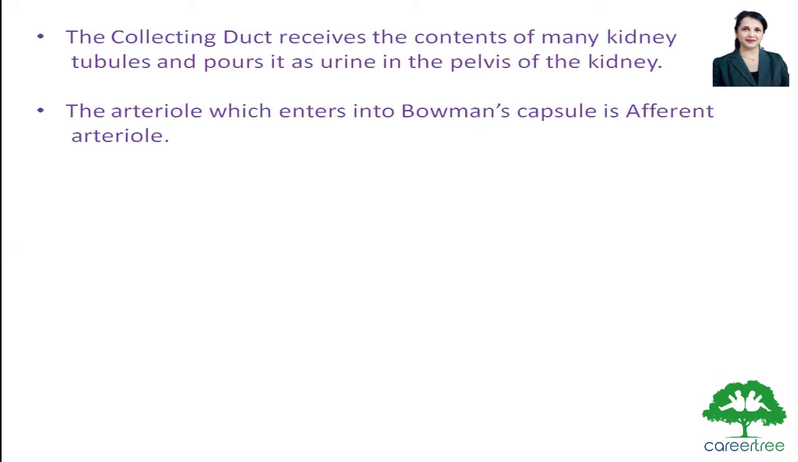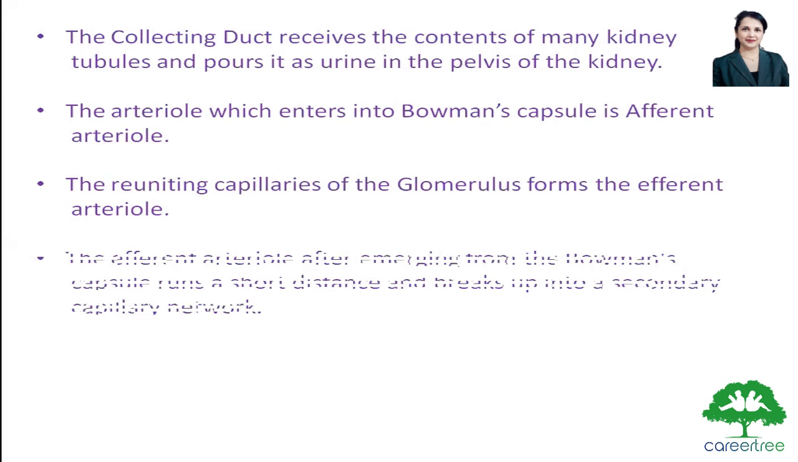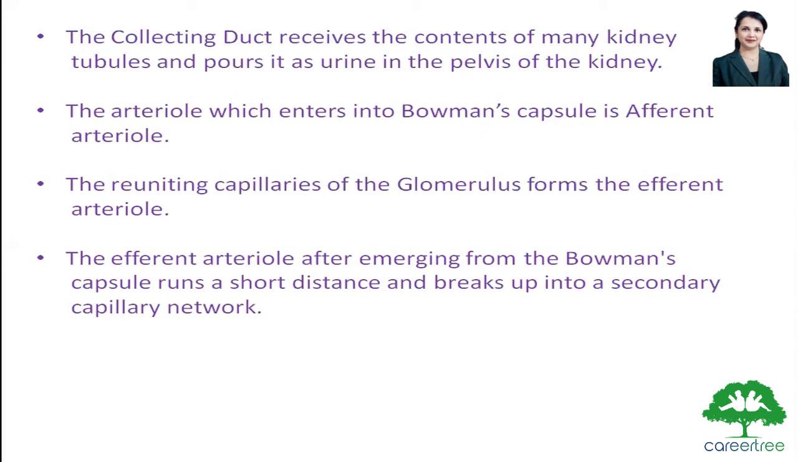The arteriole which enters the Bowman's capsule is the afferent arteriole. The reuniting capillaries of the glomerulus form the efferent arteriole. The efferent arteriole, after emerging from the Bowman's capsule, runs a short distance and breaks up into a secondary capillary network.